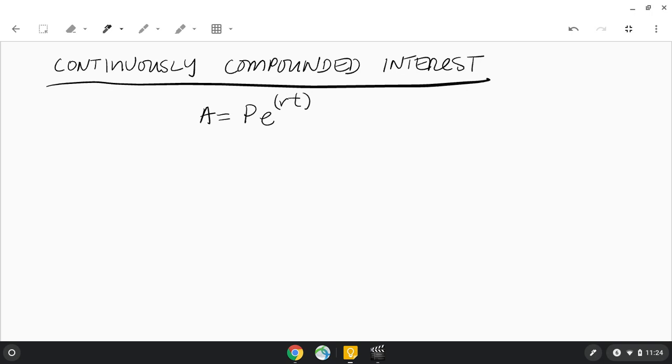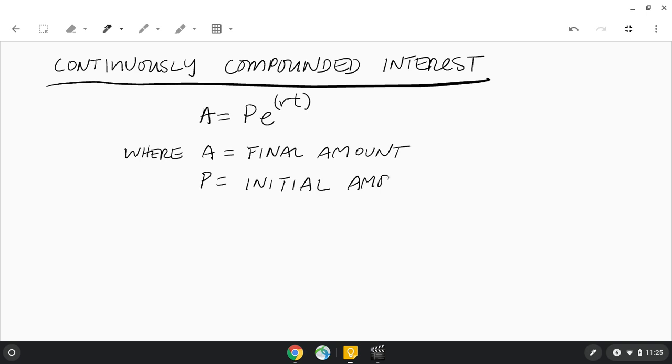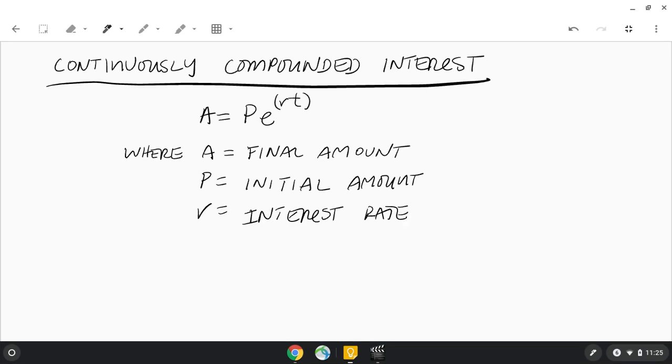All of the variables here, A, P, r, and t, still represent the same things. A is the final amount, P is your initial amount, r is your interest rate, and make sure that it's in decimals, and t is your time in years.